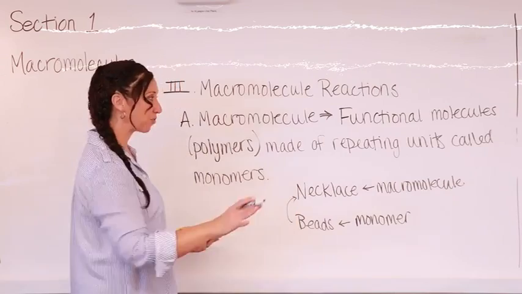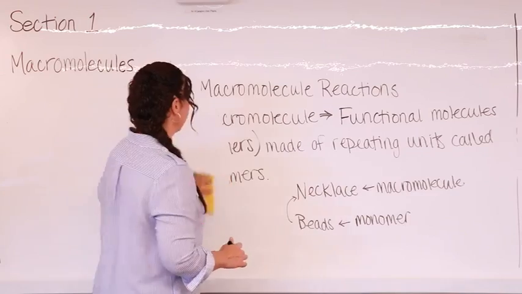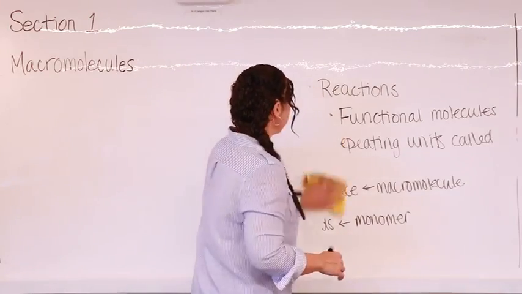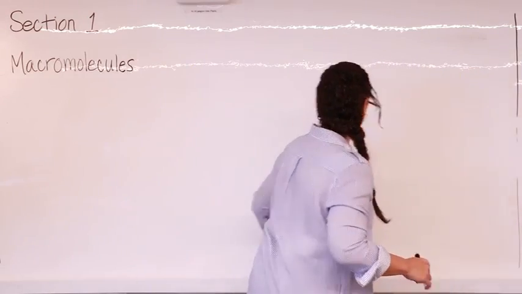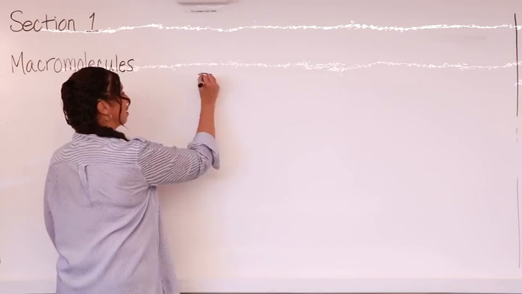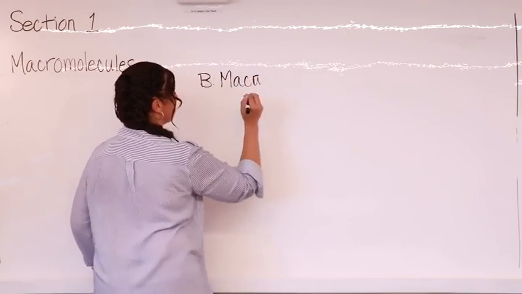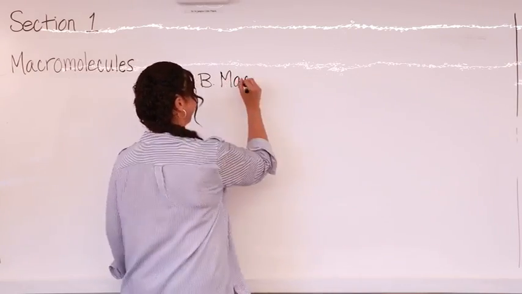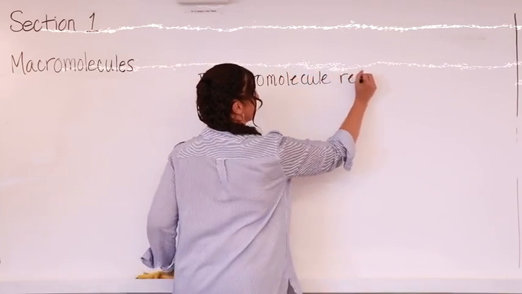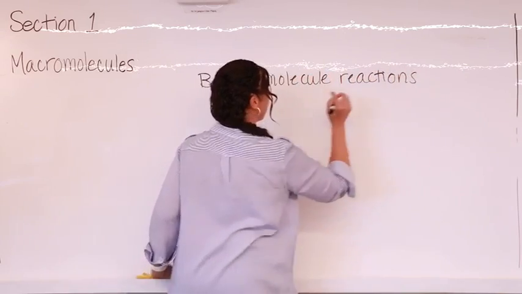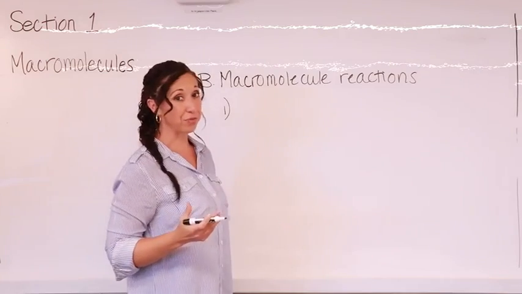So let's talk about that first reaction of creating the macromolecule. This will be big letter B underneath this. So big letter B, we'll call it macromolecule reactions here. So the macromolecule reactions we're going to focus on, the first one is called a dehydration reaction.